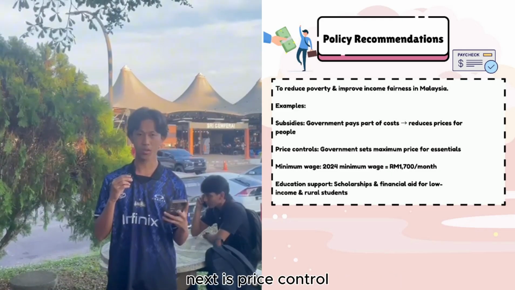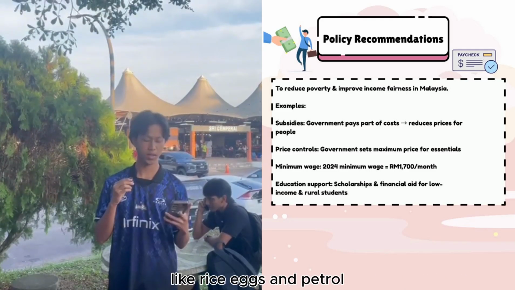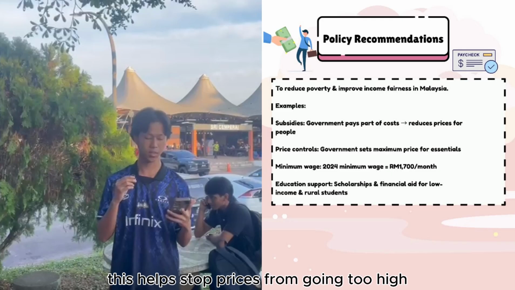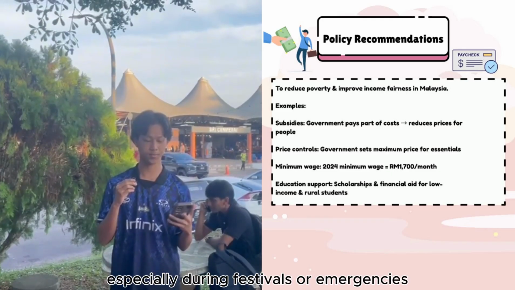Next is price control. The government sets a maximum price for important items like rice, eggs, and petrol. This helps stop prices from going too high, especially during festivals or emergencies.